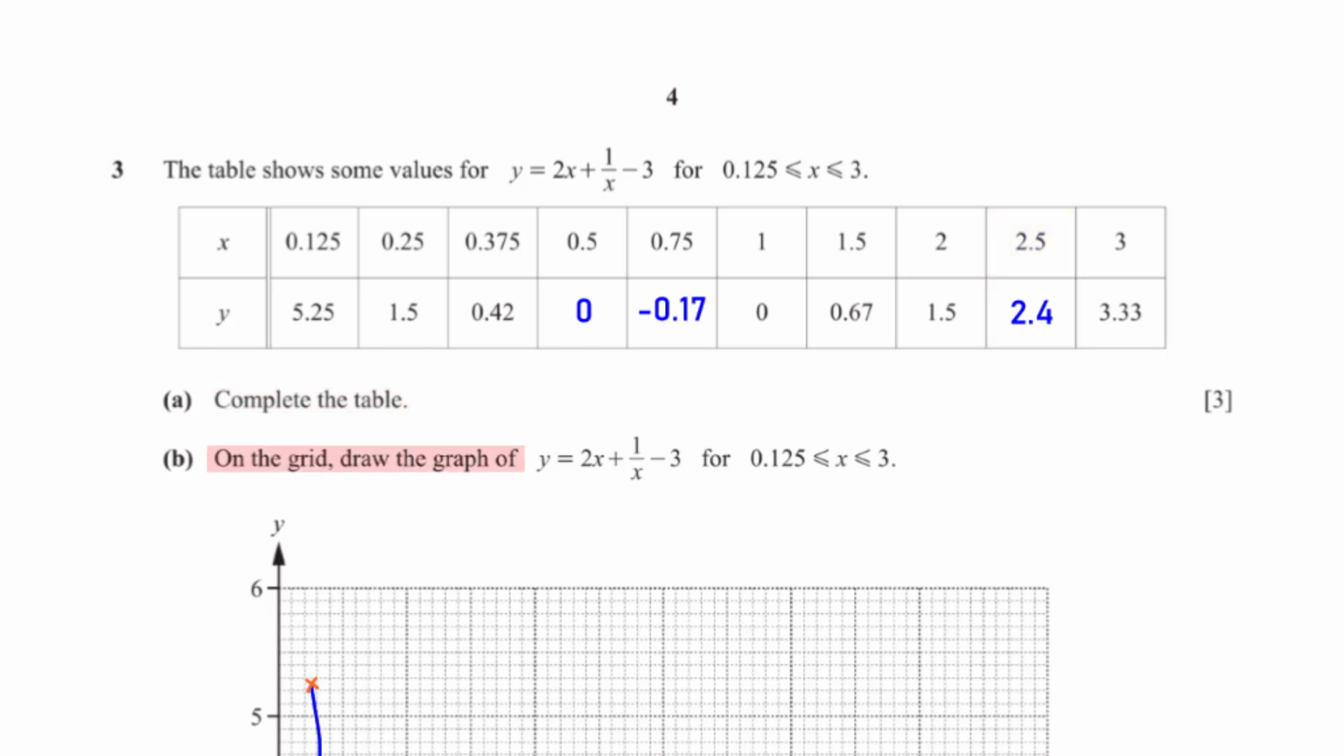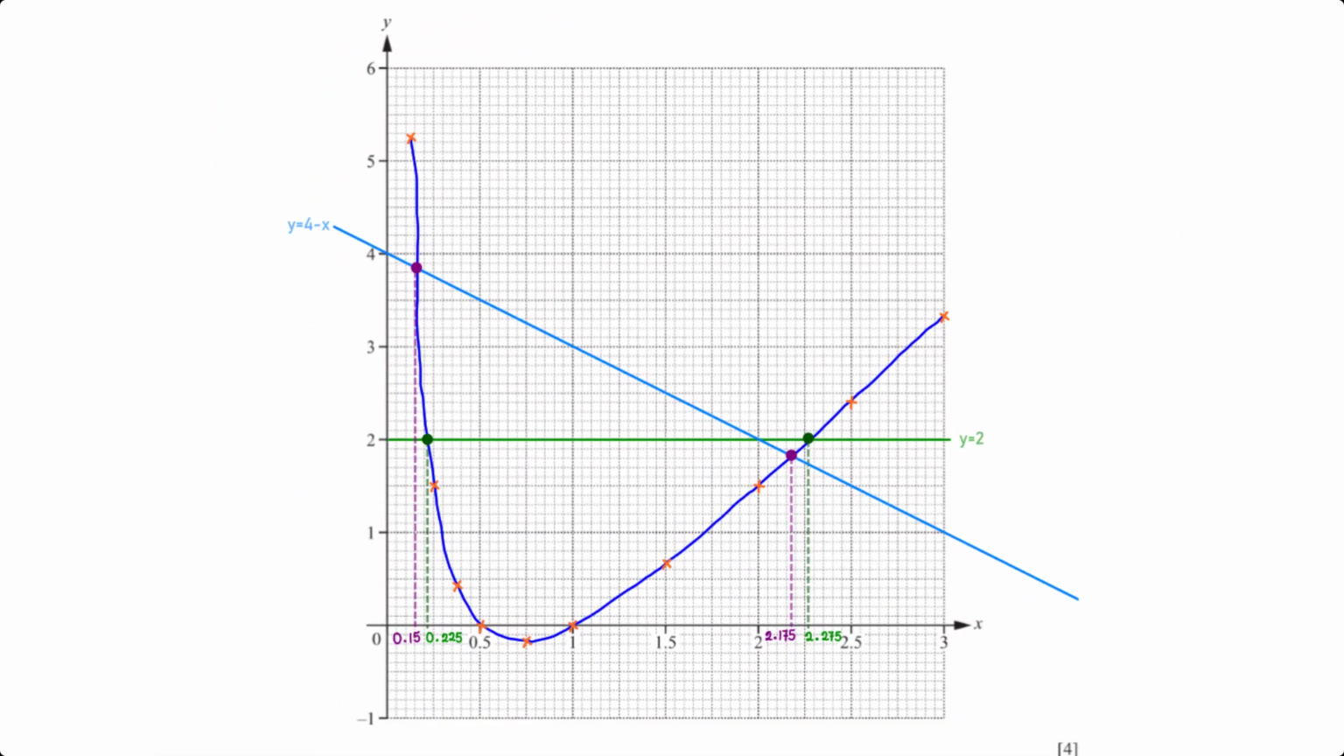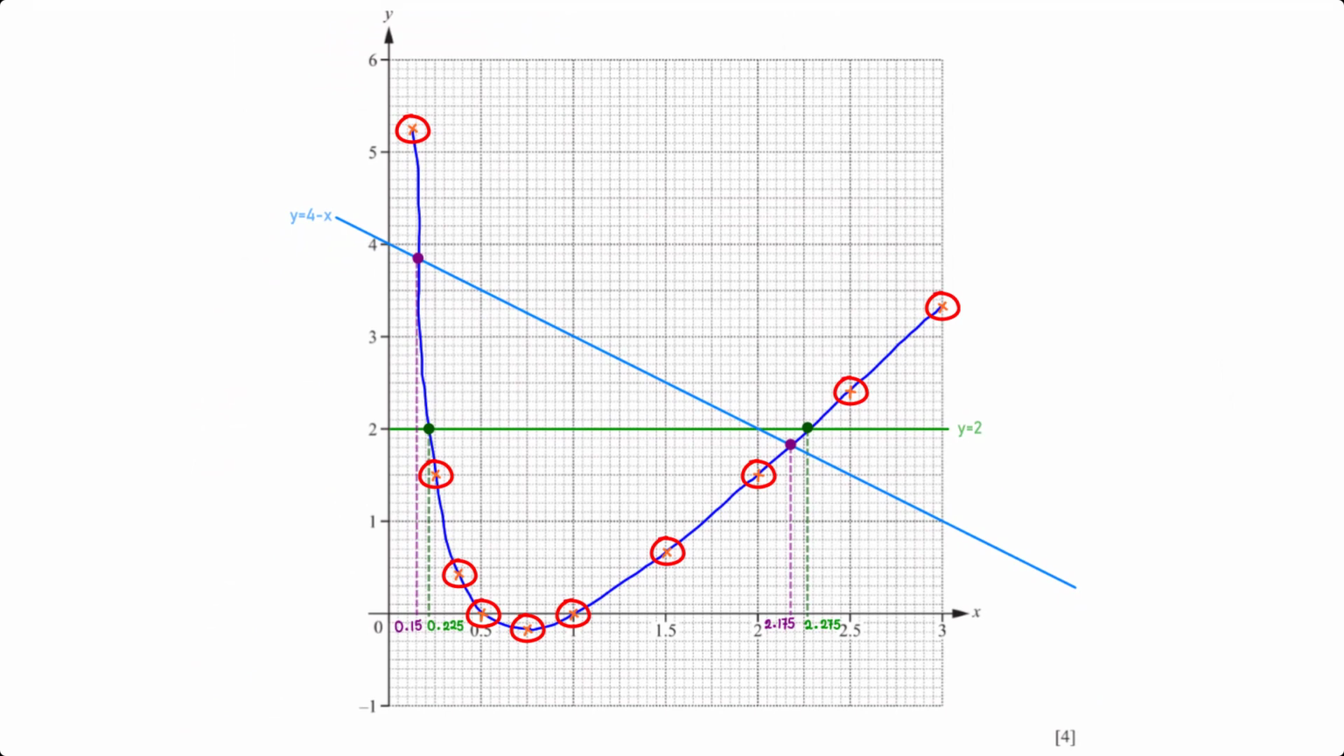On the grid, draw the graph of y equals 2x plus 1 over x minus 3 for x greater than or equal to 0.125 and less than or equal to 3. So on the grid, we plot all the points in the table and connect the points with a smooth line.